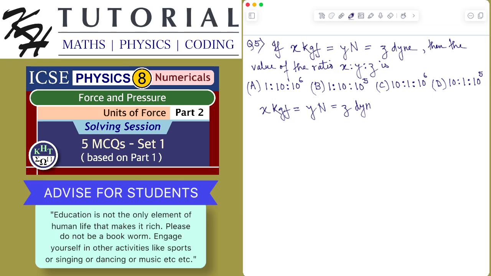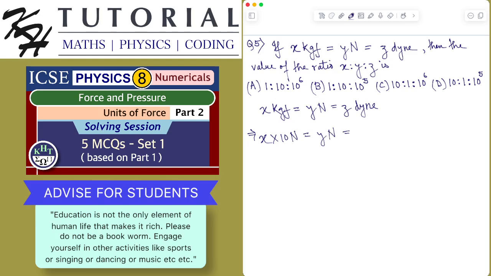But first of all, we have to convert. So these are equalities of forces where the units are different. The leftmost unit is in kgf, the middle one is in Newton, and the rightmost is in dyne. I will convert all the units to Newton. So 1 kgf is 10 Newton. So x kgf will be x multiplied by 10 Newton. This is equal to y Newton, which will be the same.